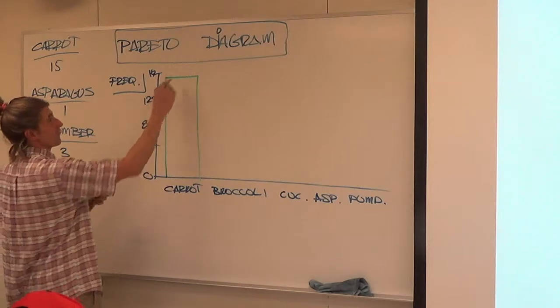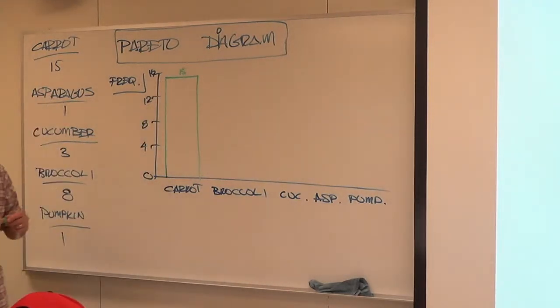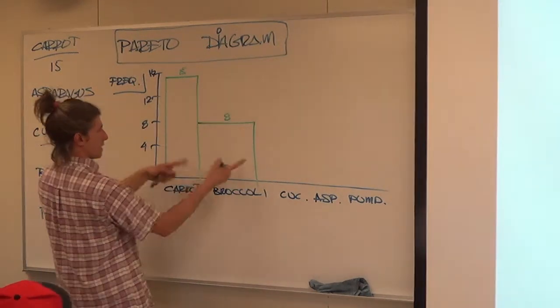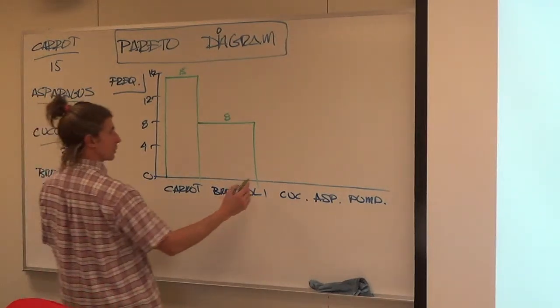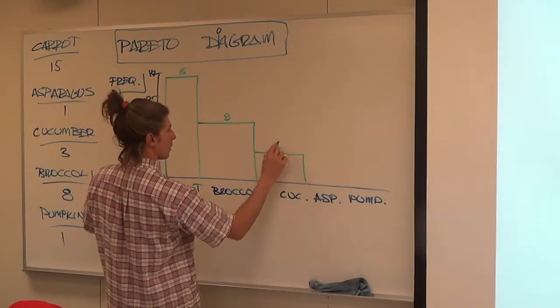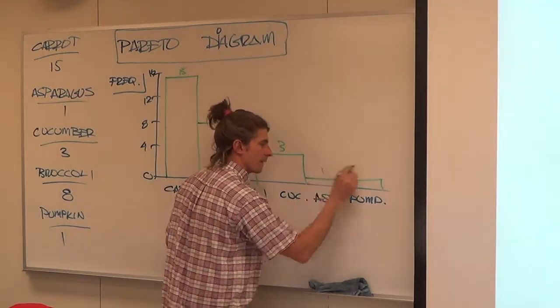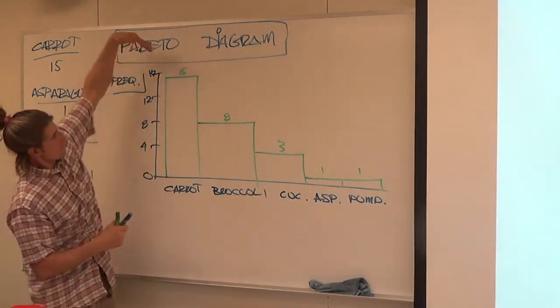If you want to get really fancy, and Excel can do this automatically, you can put the data point on top of the bar, which is very nice. You can do that with a right click in Excel. Broccoli was 8. Cucumber was 3. Asparagus and pumpkin were both 1, yeah? Here we go. What's that look like?